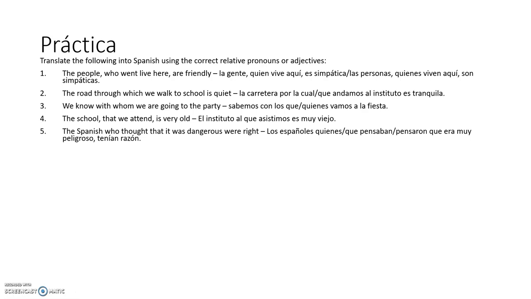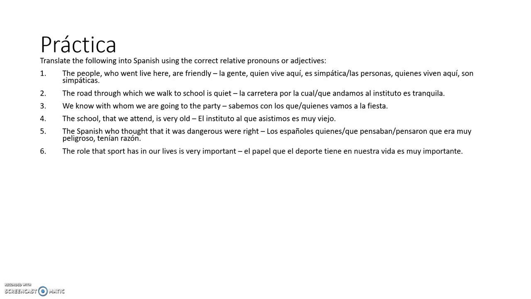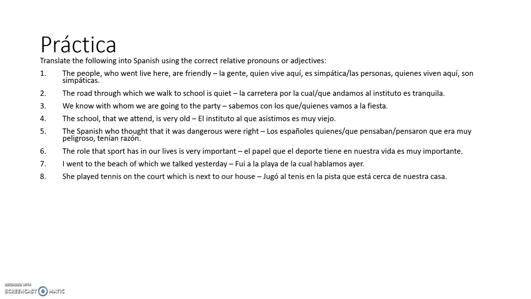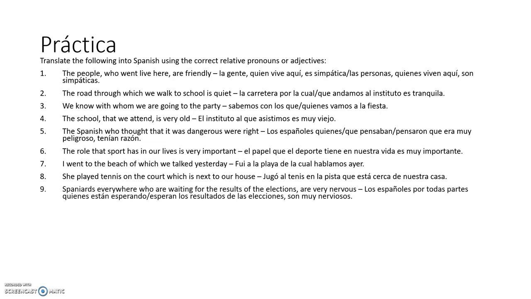Okay, next one. Los españoles quienes pensaron, again if you're using preterite or imperfect here, que era muy peligroso tenían razón. El papel que el deporte tiene en nuestra vida es muy importante. Fui a la playa de la cual hablamos ayer. Jugó al tenis en la pista que está cerca de nuestra casa. Los españoles por todas partes quienes están esperando o esperan, if we can use the present tense, los resultados de las elecciones son muy nerviosos.